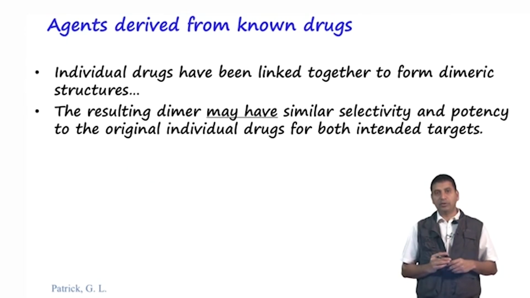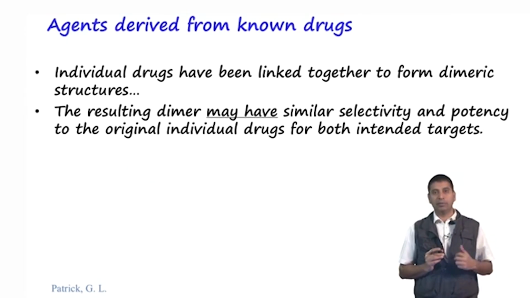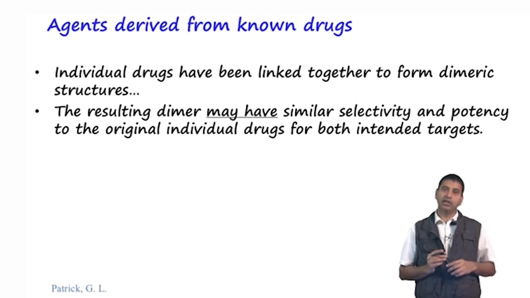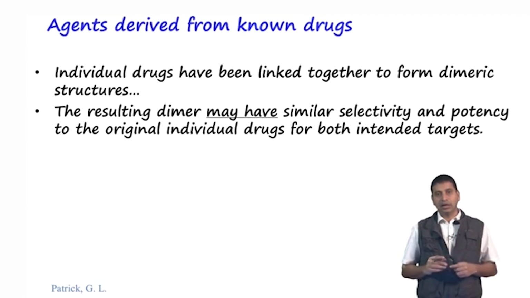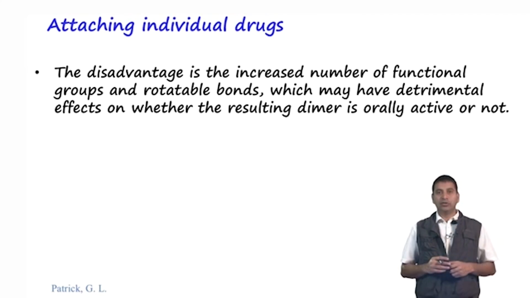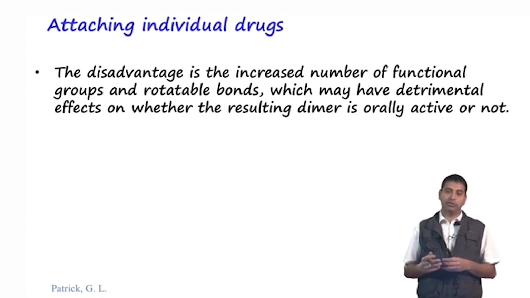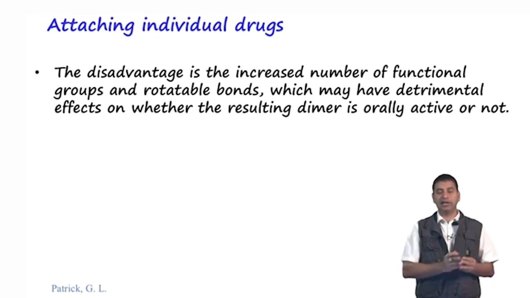The next strategy is to be able to use known drugs and to improve drug target interactions by improving on these known drugs. So, some drugs can be linked together to form dimeric structures. Now, the dimer may actually have similar selectivity as well as potency compared to the original drug for both intended targets. So, the disadvantage of this method is that we are increasing the number of functional groups and rotatable bonds, which may actually make the molecule perhaps less orally active. So, one needs to be careful in designing these molecules so that we can continue to retain the ADME properties.